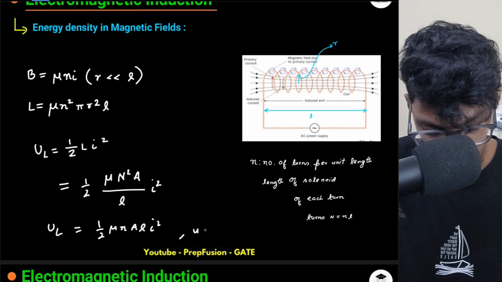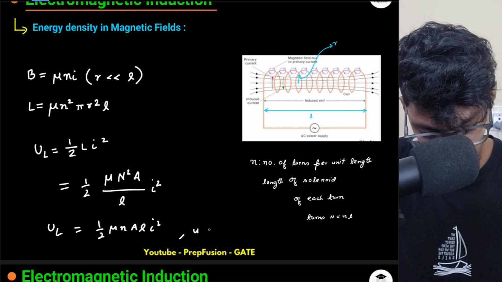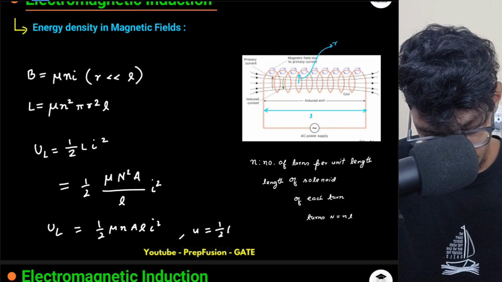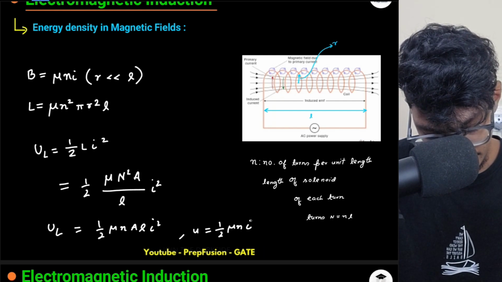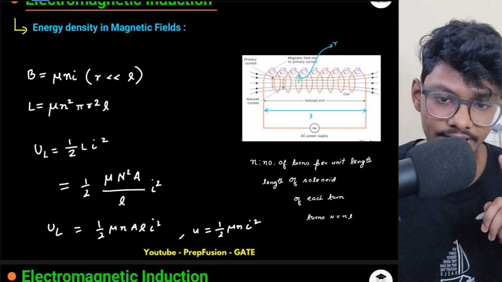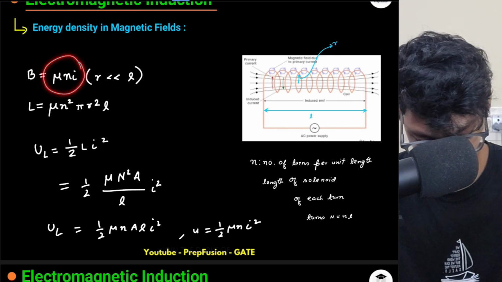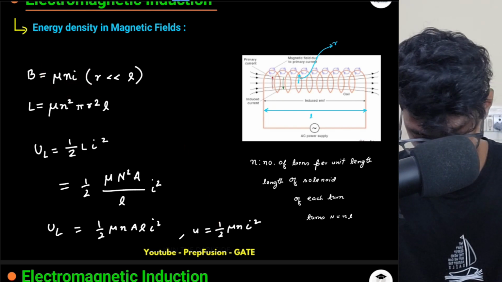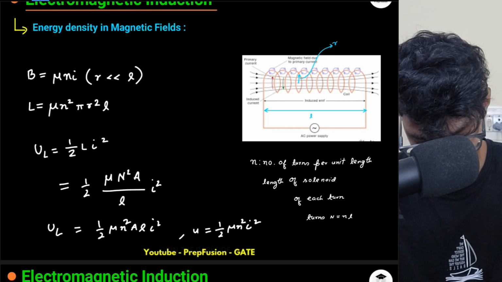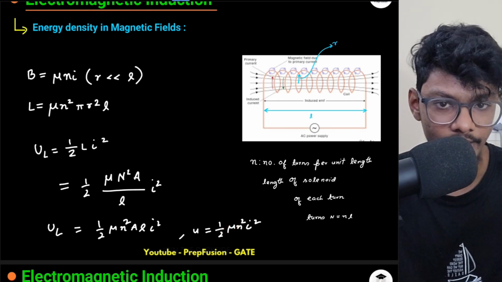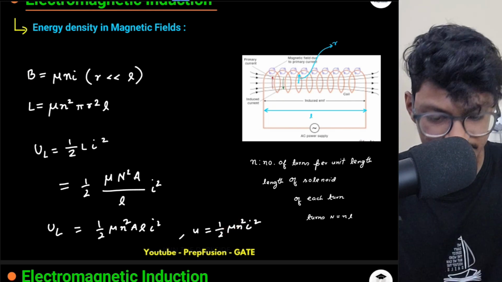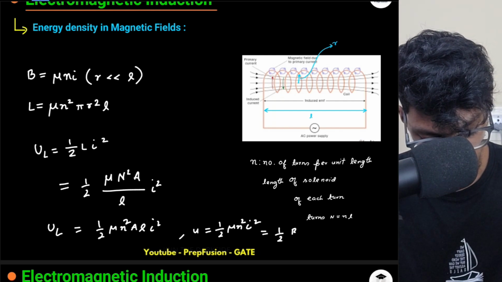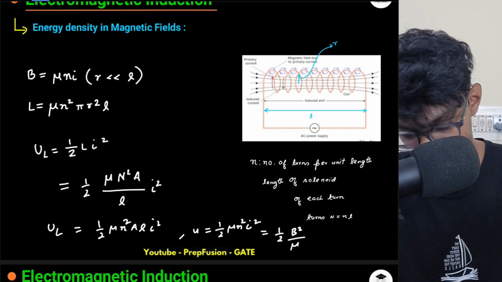So my small u will be half mu n I whole square. Now one small thing I can do is B is mu n, right? B is mu n. Okay. Actually, sorry, this will be mu n square. If I just multiply and divide by mu, I will get a generalized expression in terms of B. So I will multiply and divide by mu. So this will become half B square by mu.